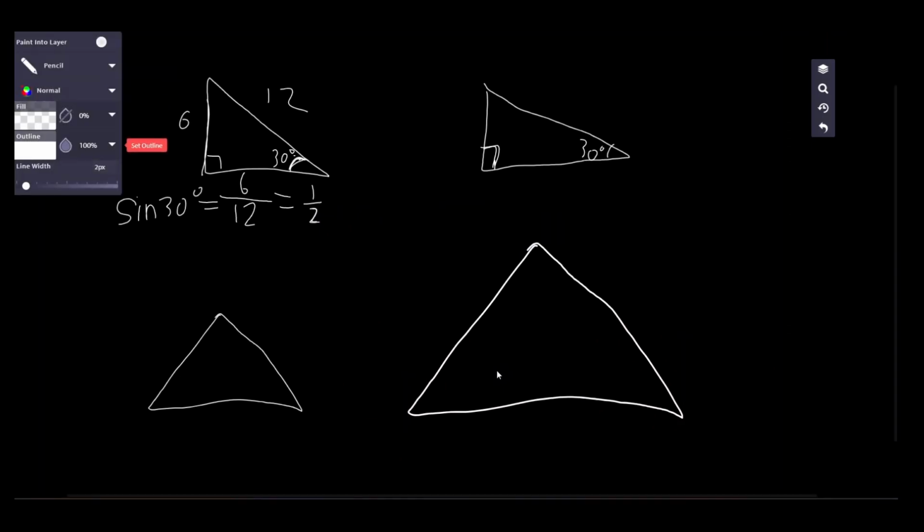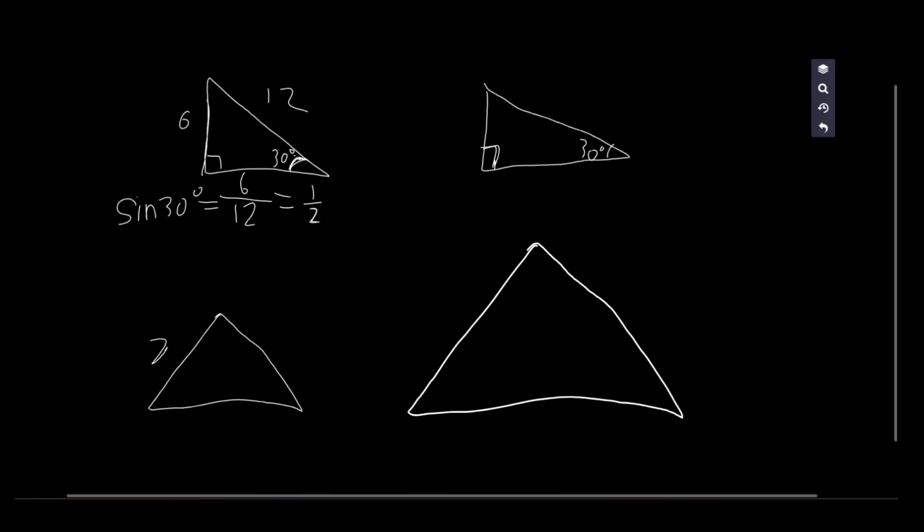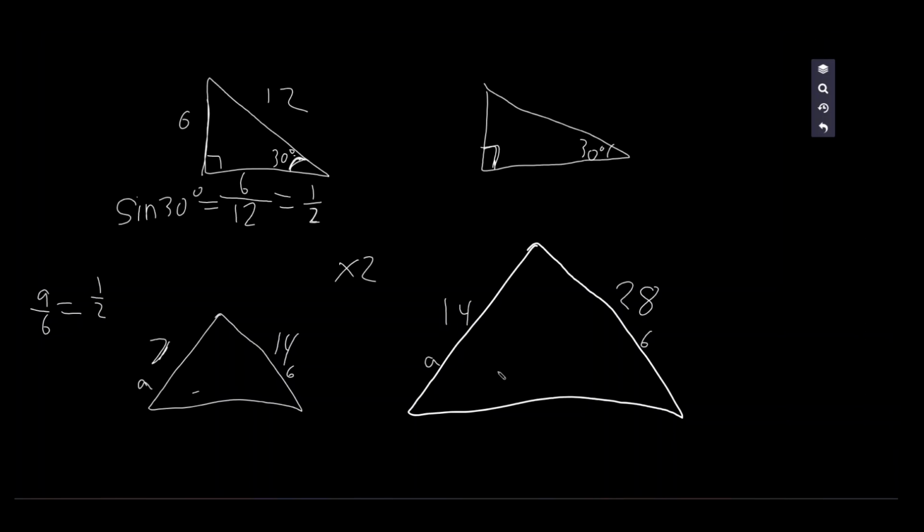Now, if this side length is 7 and this side length is 14, and we scale it up by a factor of 2, then each of the side lengths is going to be multiplied by 2. So this 7 here is going to become a 14, and this 14 is going to become a 28. Now, if you notice, the ratio of the side lengths, let's say this is side length A and this is side length B, the ratio of A to B in both of the triangles is 1/2.